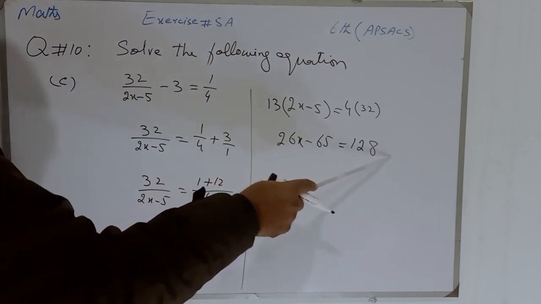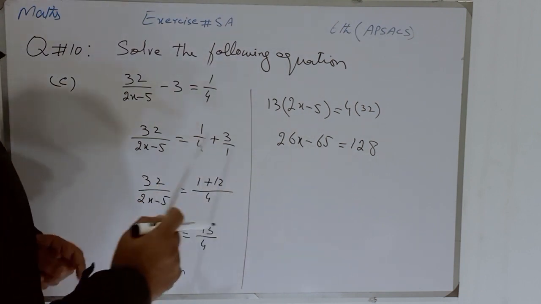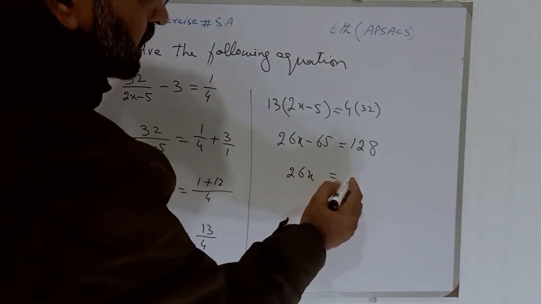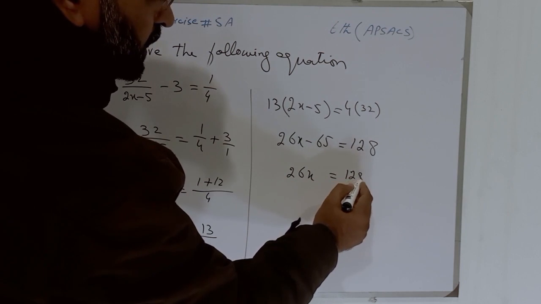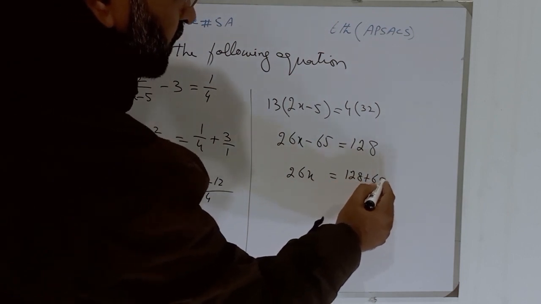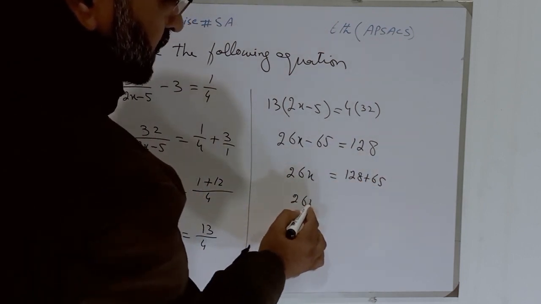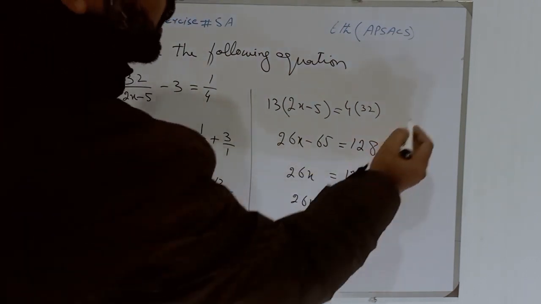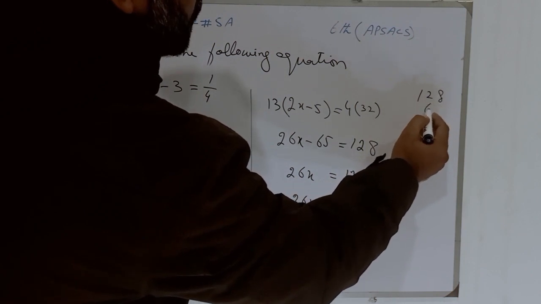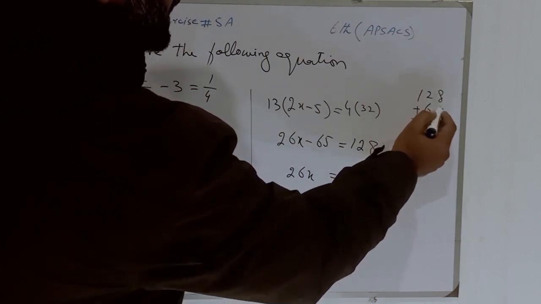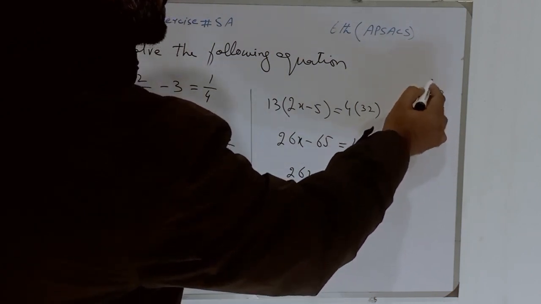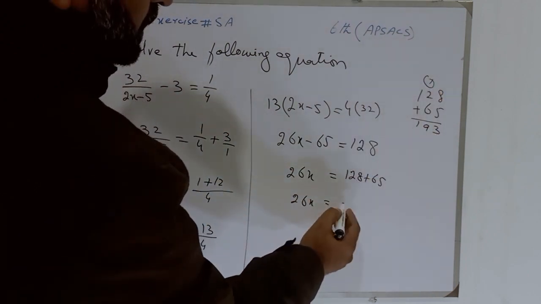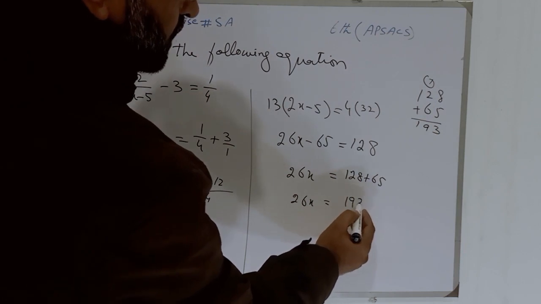When we transfer it to the other side, it will become plus, and on the left side will be 26x is equal to 128 plus 65, and 26x will be, students, sum up both the numbers 128 and 65. 8 plus 5 is 13, 1 carry, 6 plus 2 is 8 and 1 is 9. It will be 193.